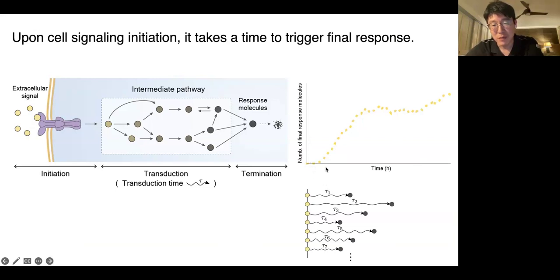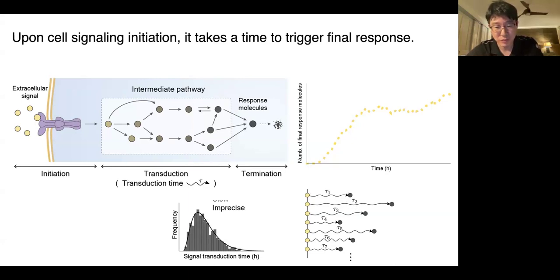Let me call the generation time of the first molecule tau1, the second molecule tau2, and the third and fourth tau3 and tau4. We call this the signaling transduction time, because this is the time for the molecule to be generated. If we merge these times, we can get the distribution of the time. This is what we call the signal transduction time distribution.